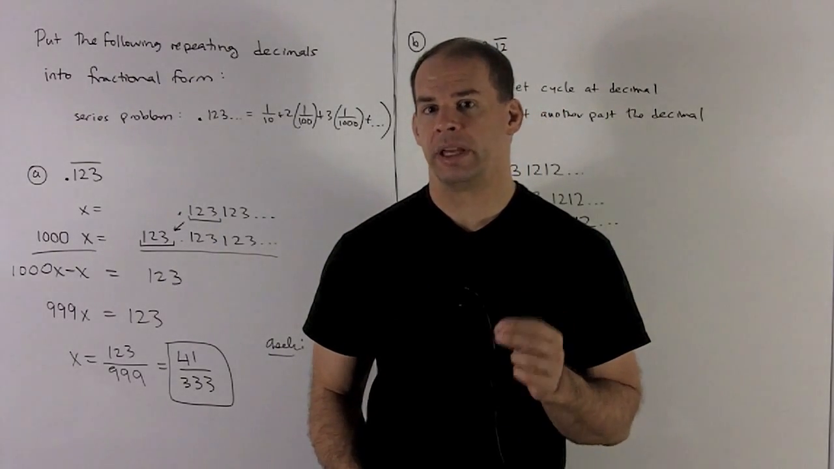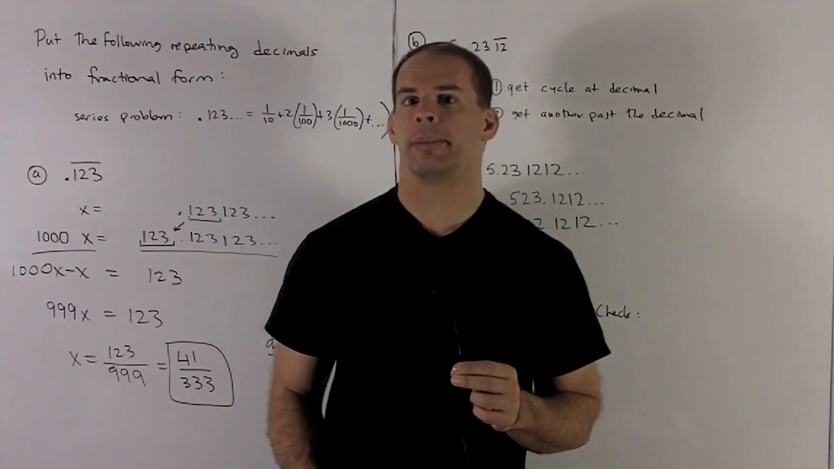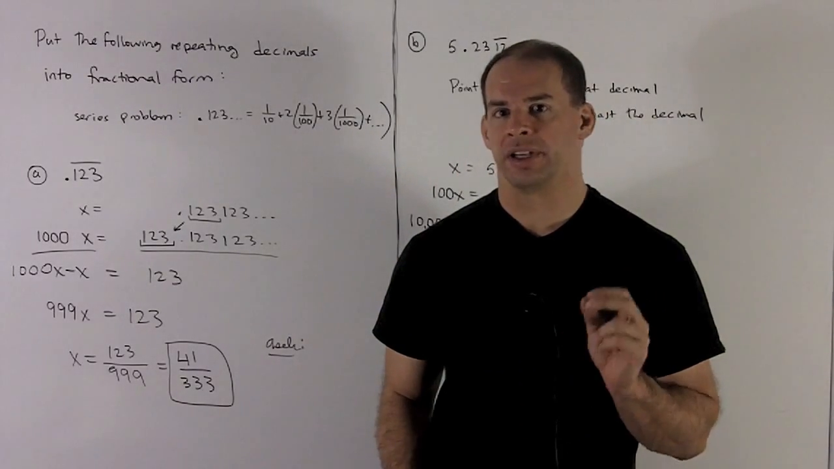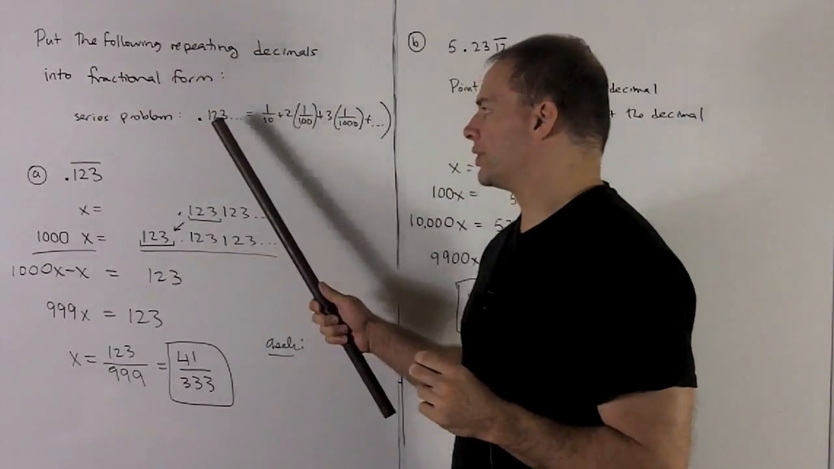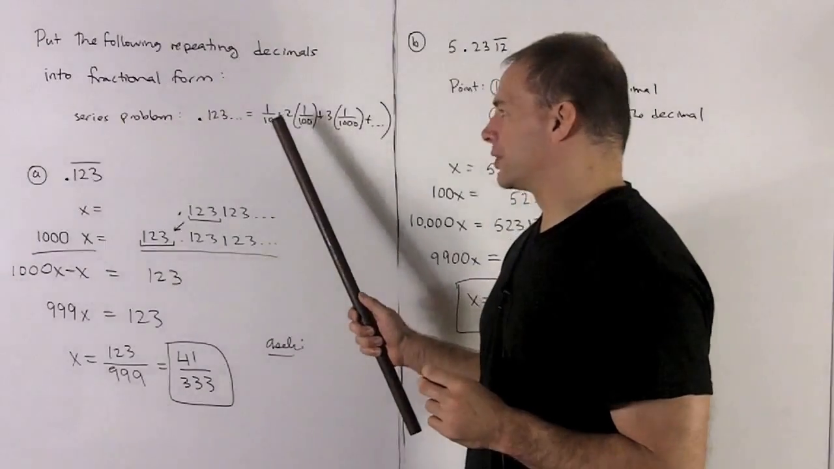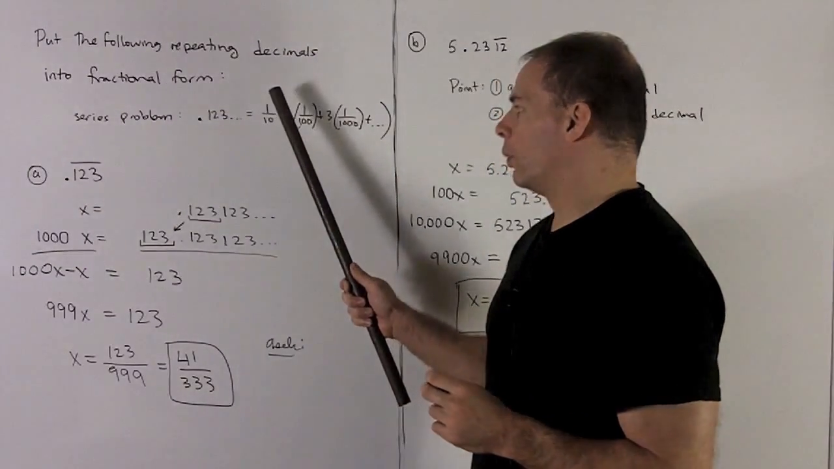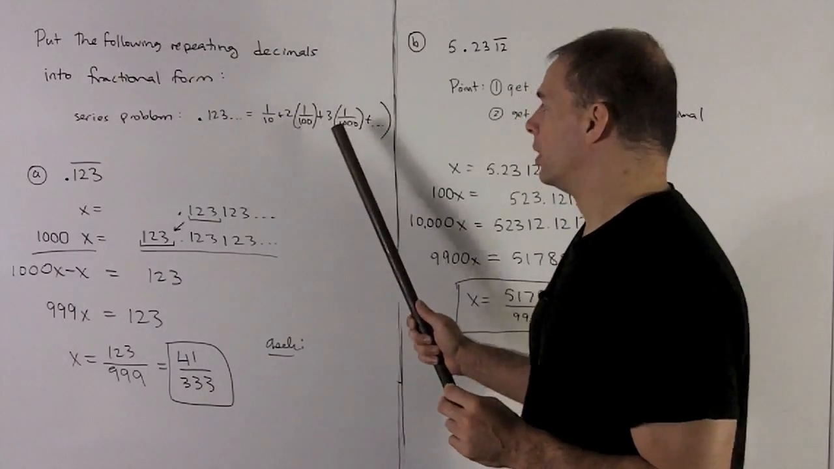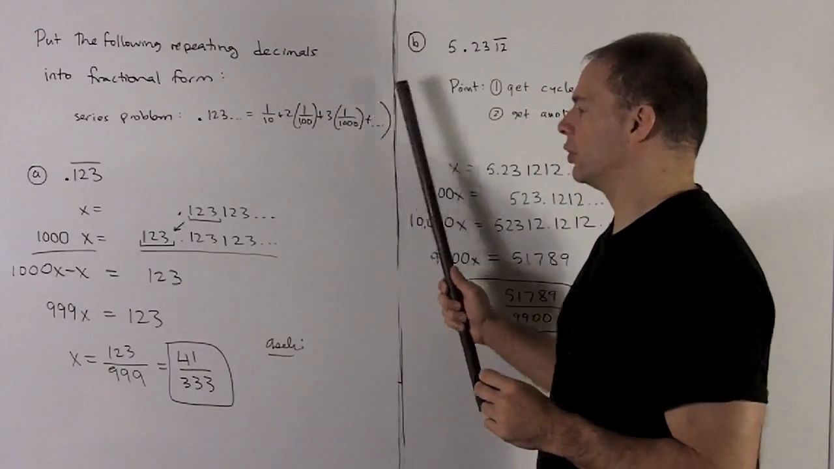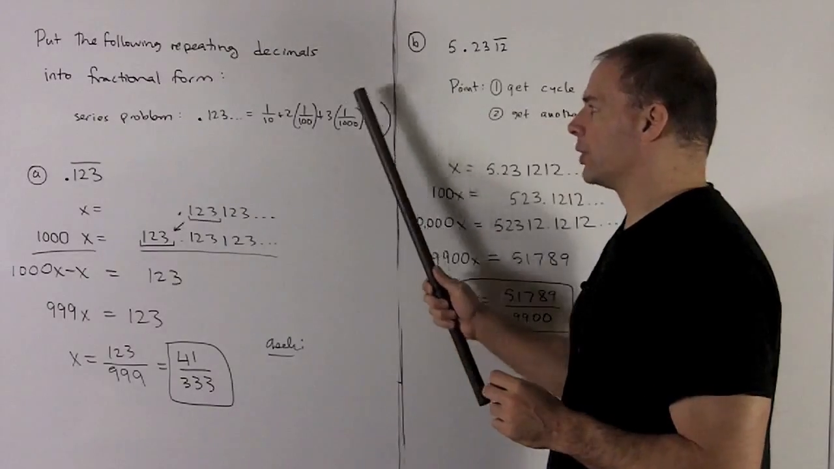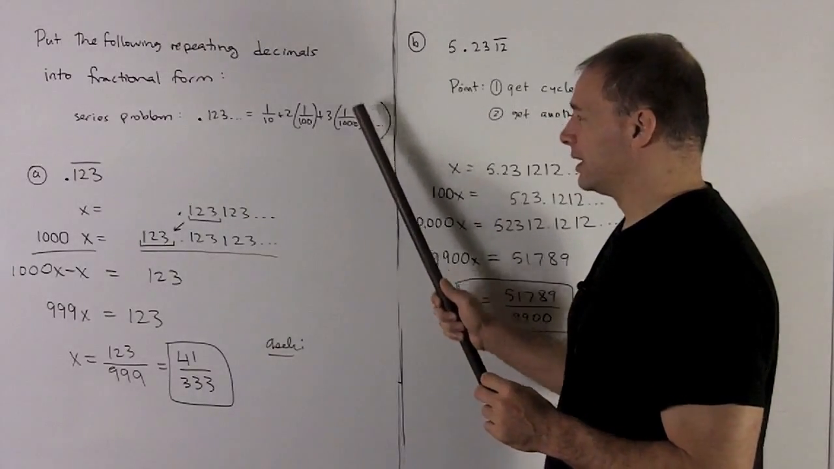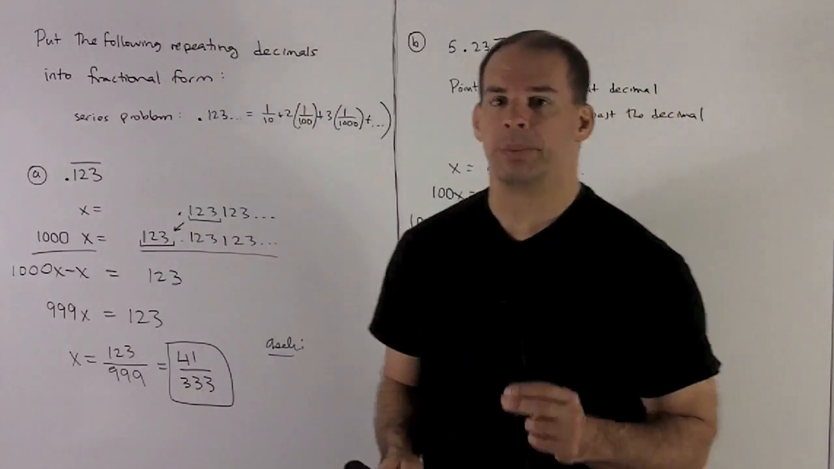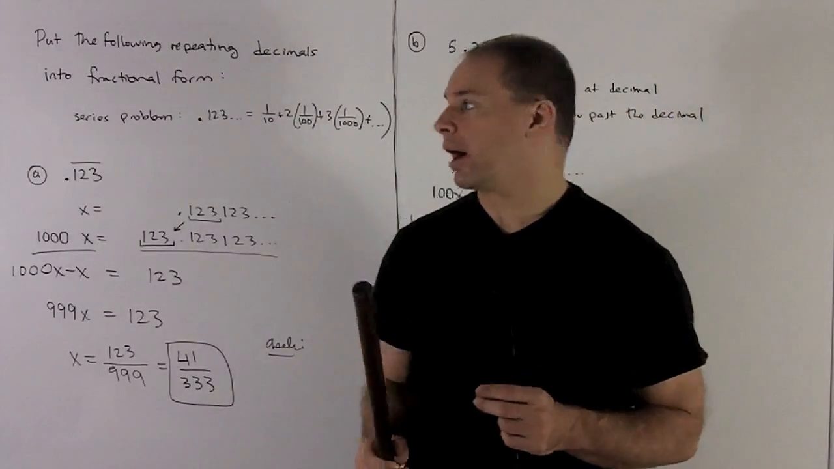Put the following repeating decimals into fractional form. So this definitely falls under the heading of a series problem. For instance, if I took 0.123, that's going to be the same as saying 1/10 plus 2 times 1/10 squared plus 3 times 1/10 cubed, and so on and so on. There's always going to be 1/10 to the n in front of each of our numbers as we keep going out. So definitely a series problem.